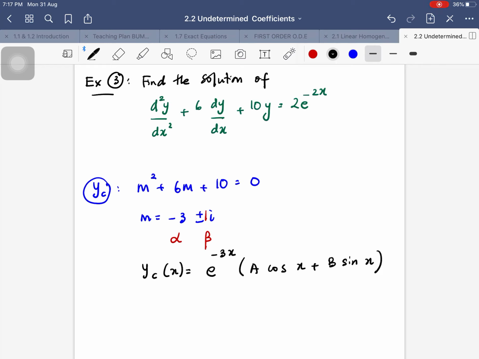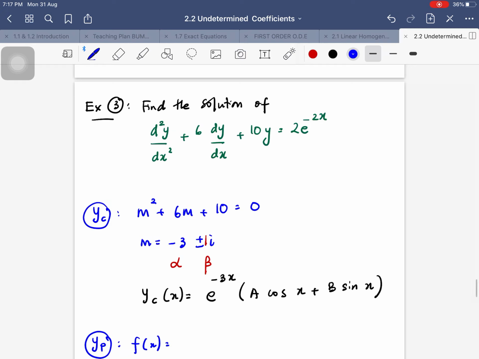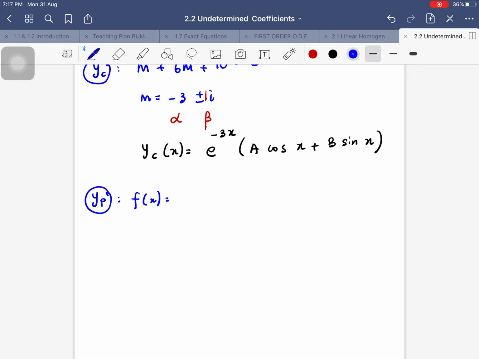Okay, so that is going to be my function yc. That's it, you stop there. That's your yc. And now we're going to proceed with the next element, which is going to be the yp. For this case, our function f of x is given by this function right here, which is 2 exponential of -2x. And remember, for exponential cases, there's going to be one element which is the exponential by itself. I remove the constant 2. So in here, I'm going to have exponential of -2x.